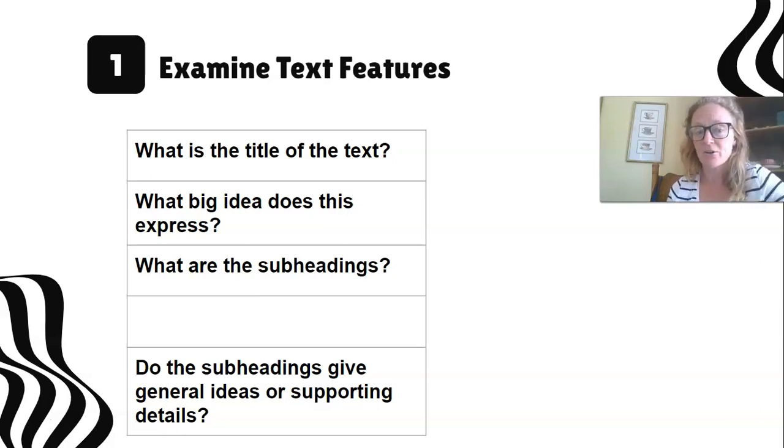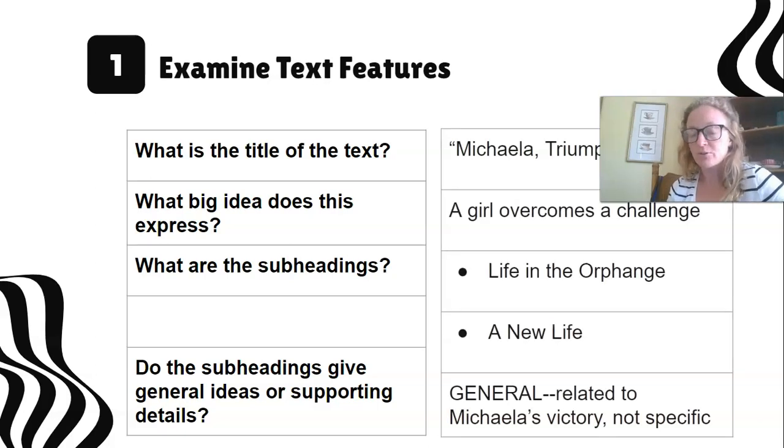The subheadings in the article are life in the orphanage and a new life. And those subheadings actually also help us. They give us a general idea of the structure of the text, of how it's moving and what's going to be the important components of it. So all this information will help us when we're trying to figure out the overall central idea of the text.